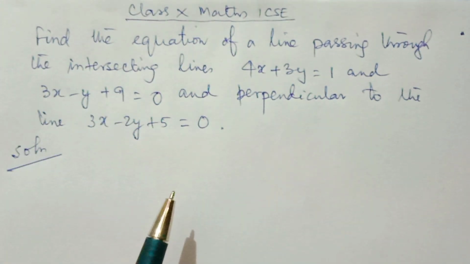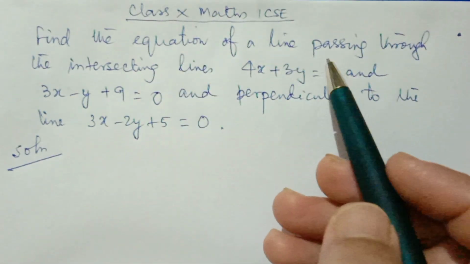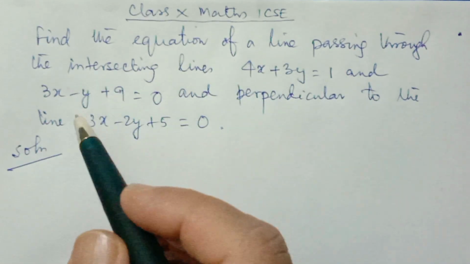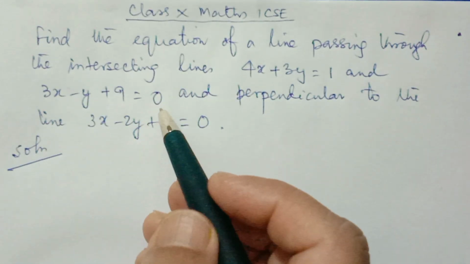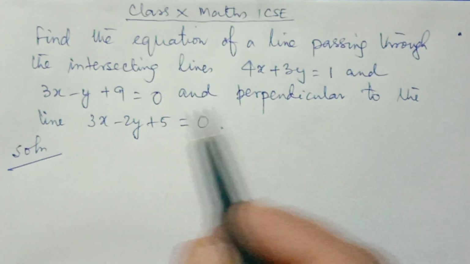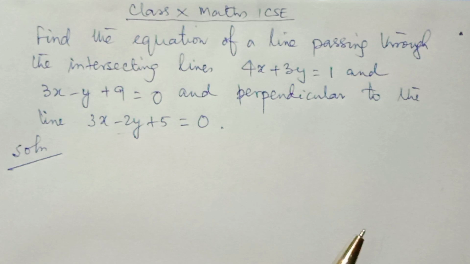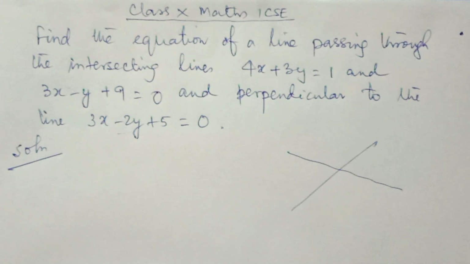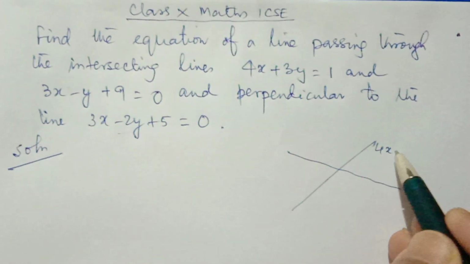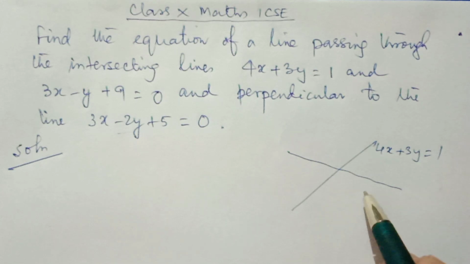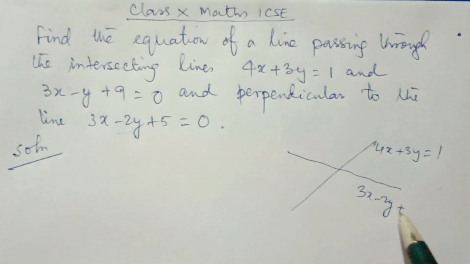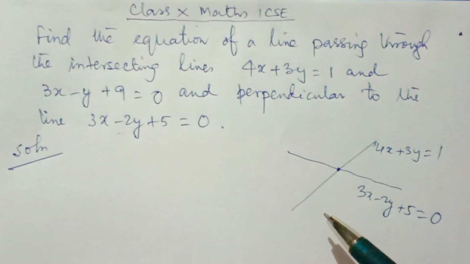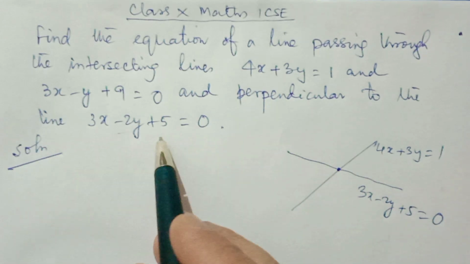The question is: find the equation of a line passing through the intersection of the lines 4x plus 3y equals 1 and 3x minus 2y plus 5 equals 0, and perpendicular to this given line. So these two are intersecting lines, maybe like this. Then the required line is passing through this point and perpendicular to this line.